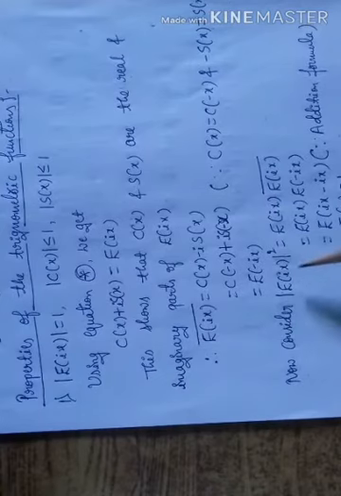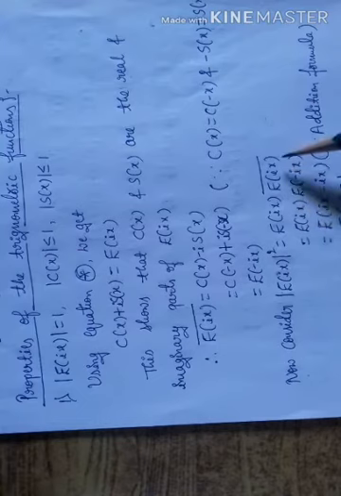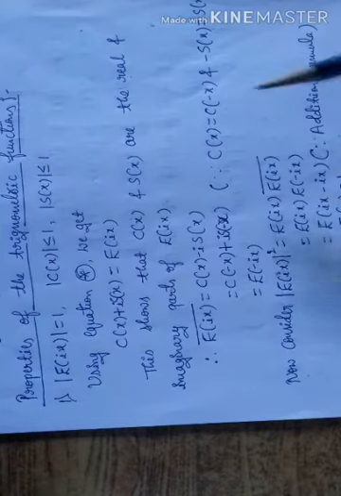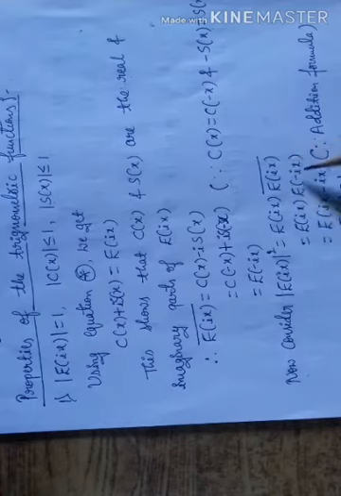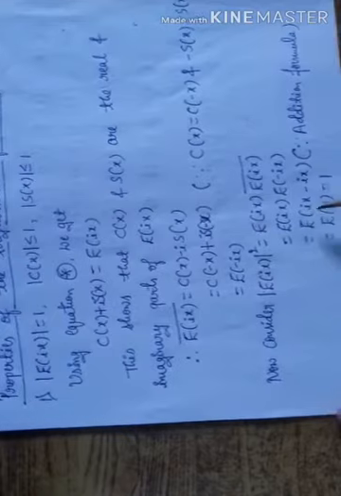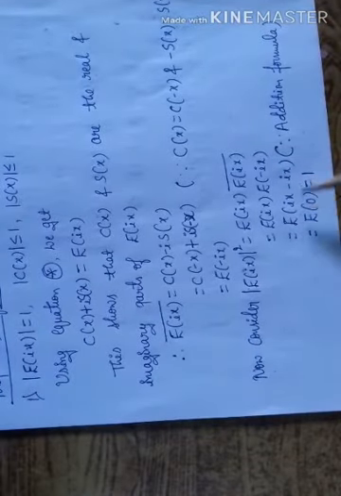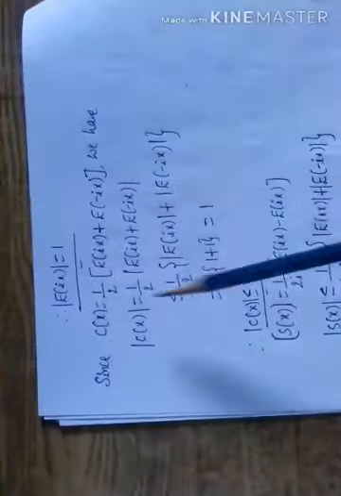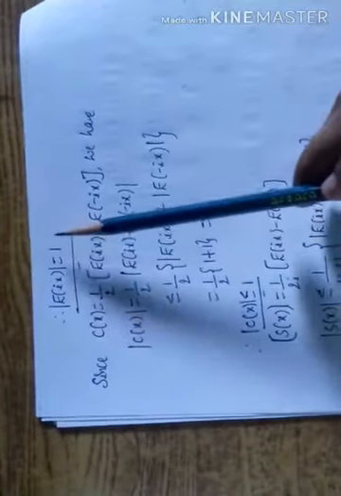Now consider |e^(ix)|², which is equal to e^(ix) times the conjugate of e^(ix). We know that |z|² = z times z bar. Similarly, this is equal to e^(ix) times e^(−ix), since the conjugate of e^(ix) is e^(−ix), as already shown. Using the addition formula, this is e^(ix − ix). This value becomes 0, and e^0 is 1. Therefore, |e^(ix)| = 1.